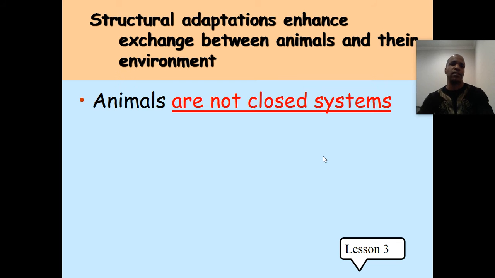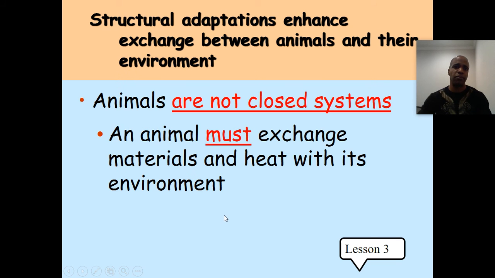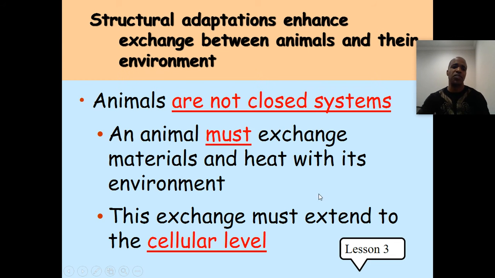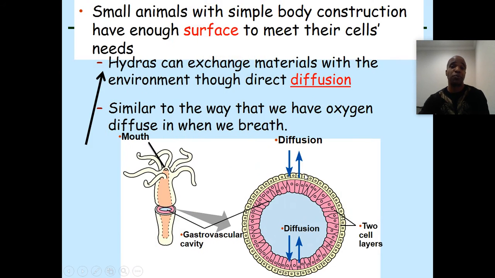Structural adaptations enhance exchange between animals and their environment. Animals are not a closed system. You're an animal. You have to take in things to function. An animal must exchange materials and heat with its environment. This exchange must extend to the cellular level. Some animals with simple body construction have enough surface area in their body cells for these needs. These hydras can exchange materials with the environment through direct diffusion.